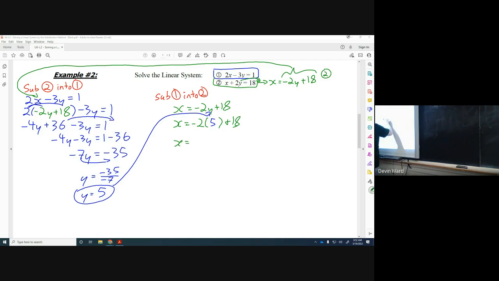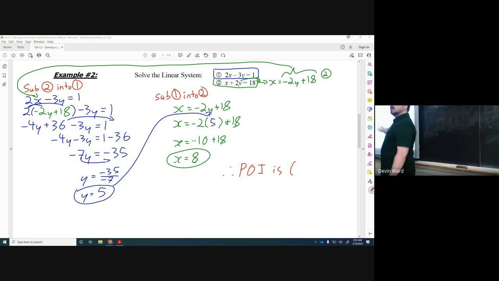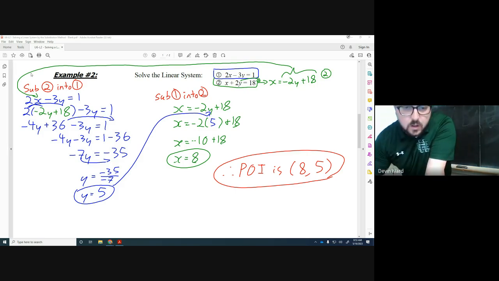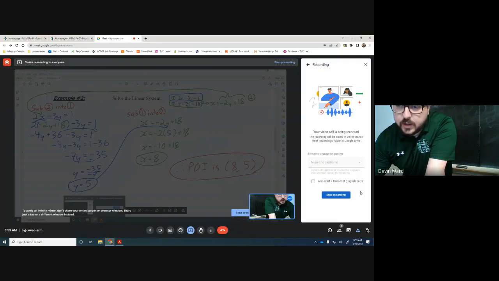So x equals -10 plus 18, which would be positive 8. So the last step is just to write that the point of intersection is your answer in point form coordinates. So my x is 8 and my y is 5. Okay, so try that for today.